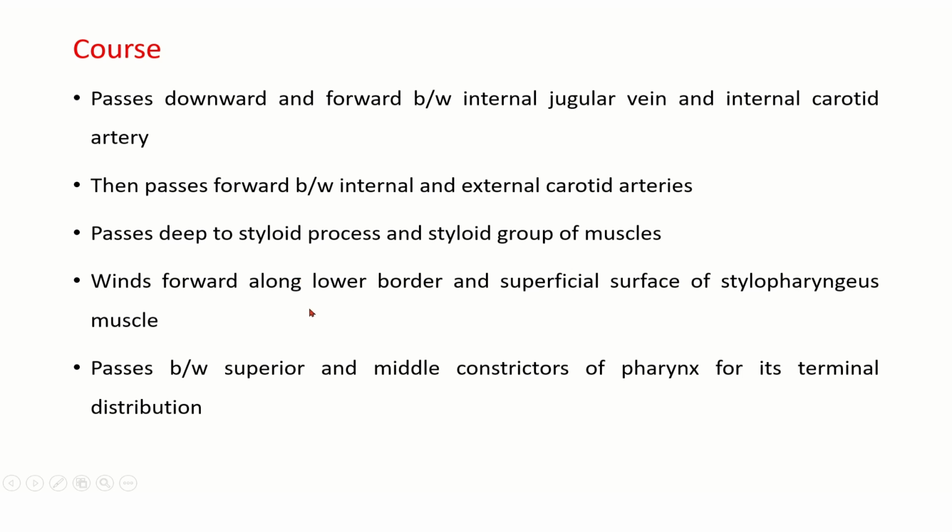And continuing the course, the glossopharyngeal nerve passes downwards and forwards between the internal jugular vein and internal carotid artery. That is, after it emerges from the jugular foramen, it passes downwards and forwards between the internal jugular vein and internal carotid artery. Then it passes forwards between the internal and external carotid arteries. Then it passes deep to the styloid process and the styloid group of muscles, winds forward along the lower border and superficial surface of the stylopharyngeus muscle, and ultimately passes between the superior and middle constrictors of the pharynx along with the stylopharyngeus for its terminal distribution, forming the pharyngeal plexus over the buccopharyngeal fascia of the middle constrictor.